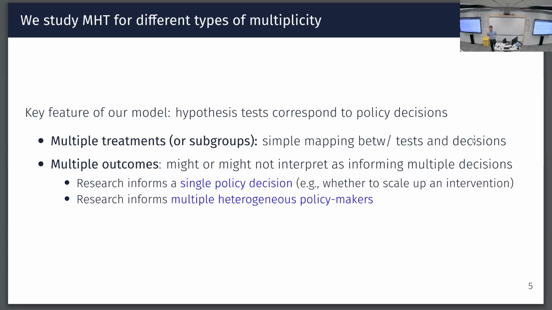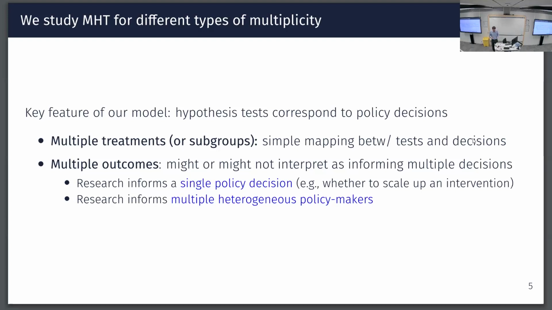But this becomes a little bit blurry once I start thinking about multiple outcomes. Because now once I have multiple outcomes, I only have one single decision in principle, but I have multiple objectives that I face. And so we're going to try to think of how we can incorporate the notion of multiple outcomes and how this relates to multiple hypotheses.